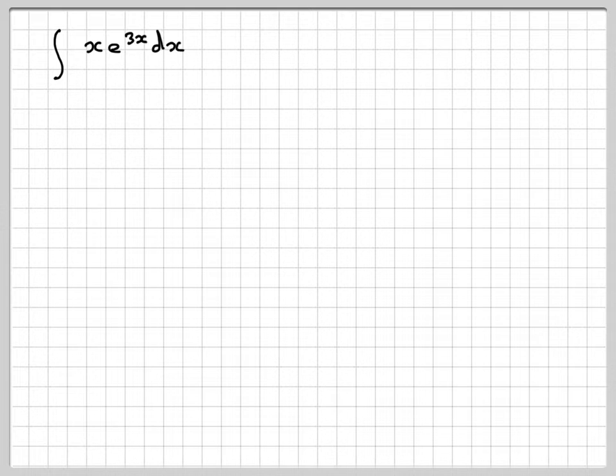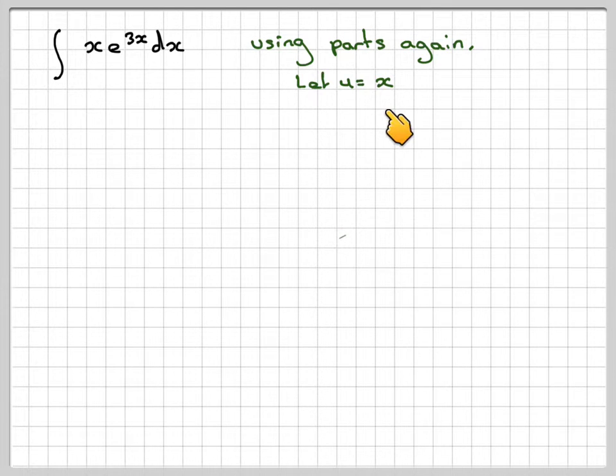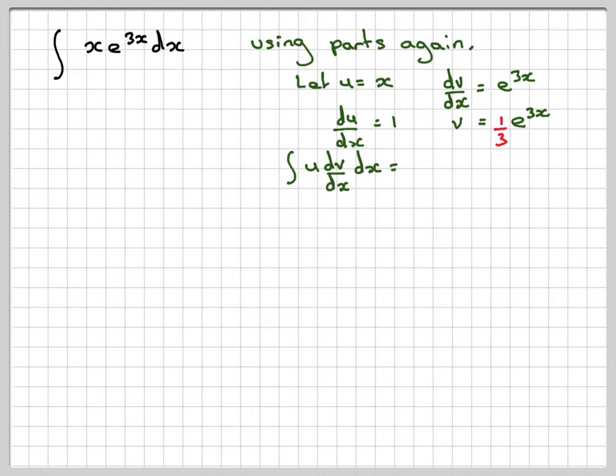So the integral of x e to the 3x dx. Using parts again, we'll let u be equal to x. If we differentiate that, we get 1. dv by dx is e to the 3x, and if we integrate that, we're going to get e to the 3x. Don't forget the 1/3 in front. And then this is the formula here for integration by parts.